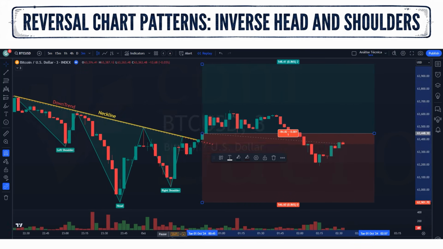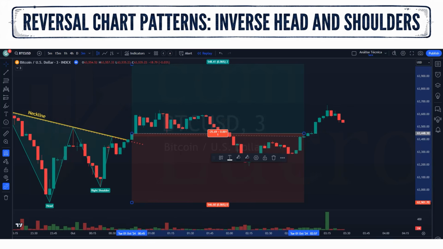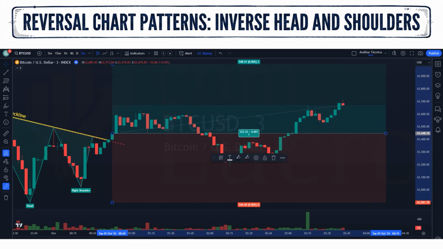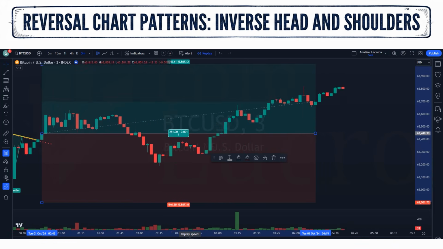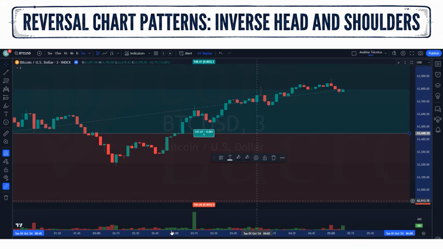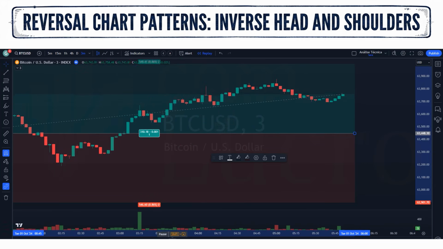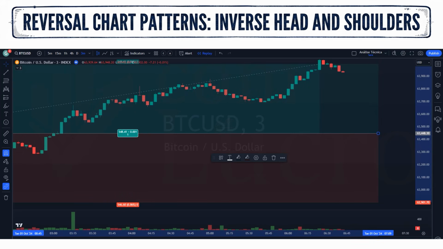Profit targets can be estimated by measuring the distance between the head and the neckline and projecting that same distance from the breakout point. While this provides a useful objective, traders should also consider nearby support and resistance, higher timeframe structure, volatility, and the available risk-to-reward ratio before taking the trade.